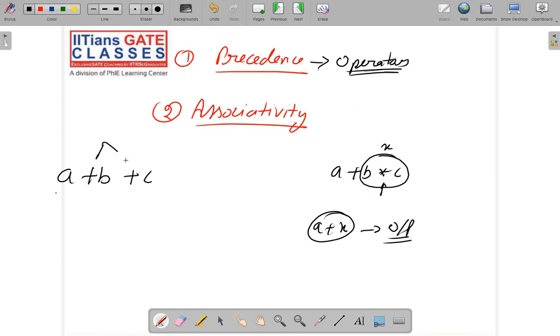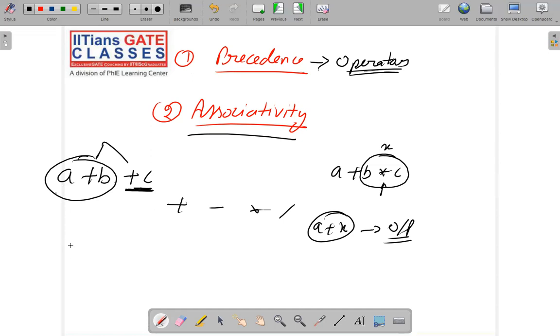Here the plus has the same precedence. So which one to evaluate first? That is called associativity. Generally plus, minus, star, divide are left associative. It means the left operator will be evaluated first. You will calculate a plus b first, then c. It doesn't really matter here, but in some operations it does matter.